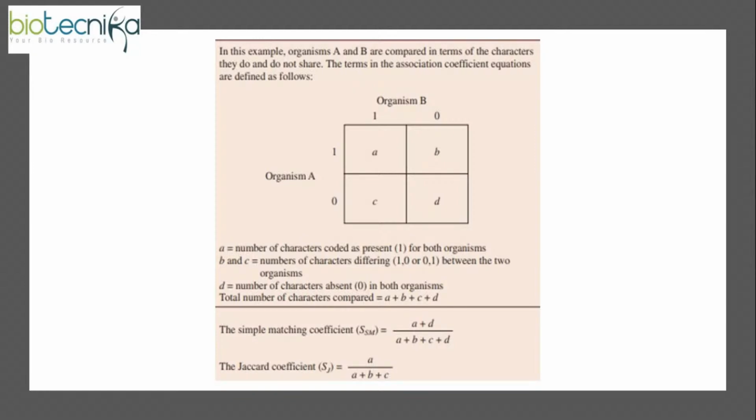Like if I want to categorize humans, I have taken 10 different humans, so I can classify them on the basis of hair color, because hair, eyes, these are the common properties that are going to be present. But we can make a different classification on the basis of hair color, eye color, nail shape, nose shape. So these can be the different characters or attributes. So this can also be considered as operational taxonomic unit.